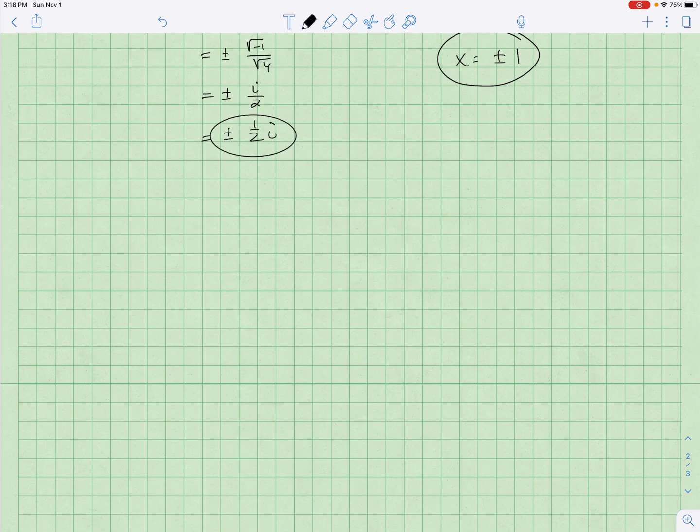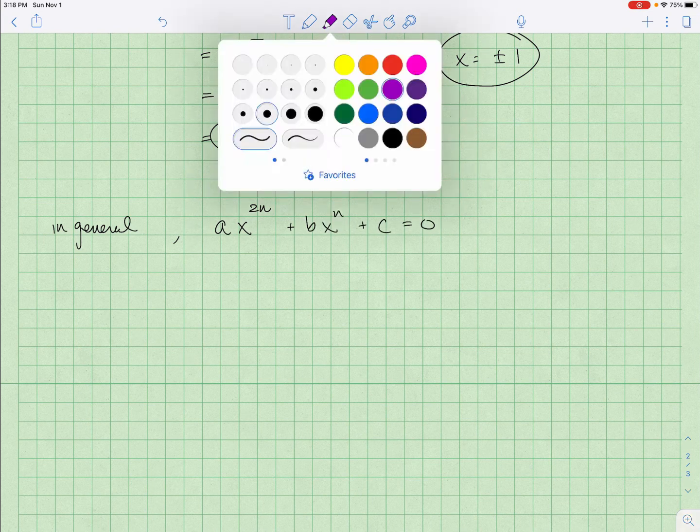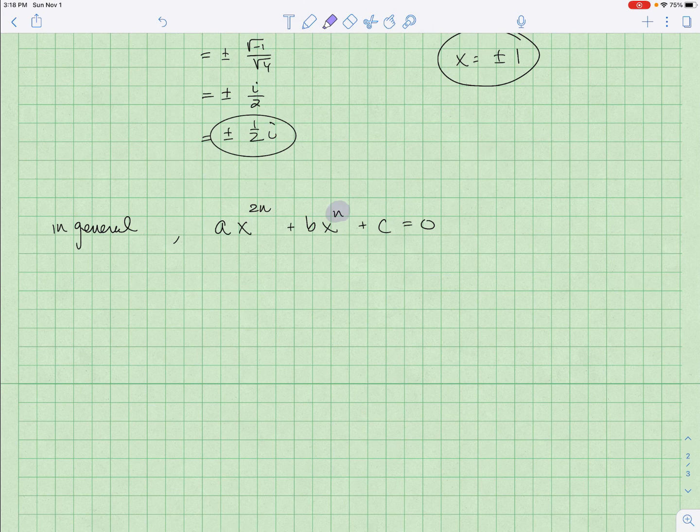So what are we looking for here? So in general, whenever you have something of a x to the 2n plus b x to the n plus c equals 0, and this power, whatever this is, is exactly half of the other one.